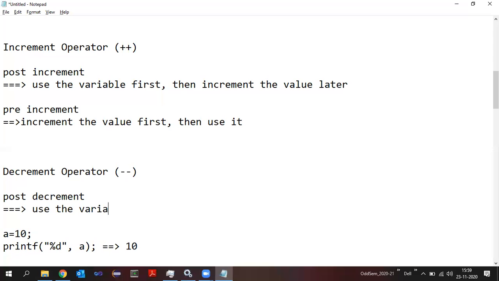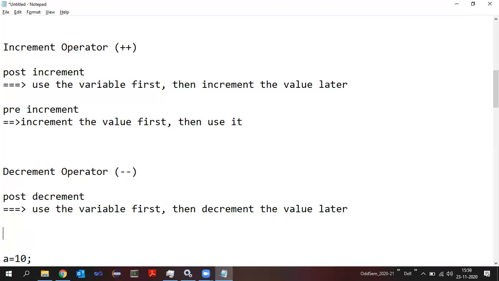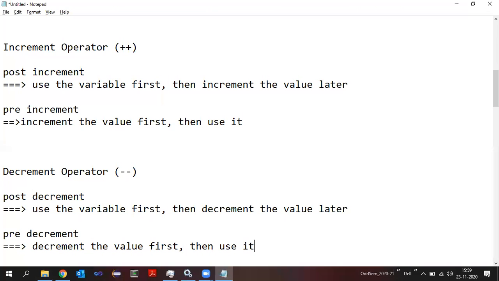Use the variable first, then decrement the value later. First you use the value and then you decrement. In the same aspect, we have pre-decrement. Pre-decrement means what will happen here? Decrement the value first, then use it.